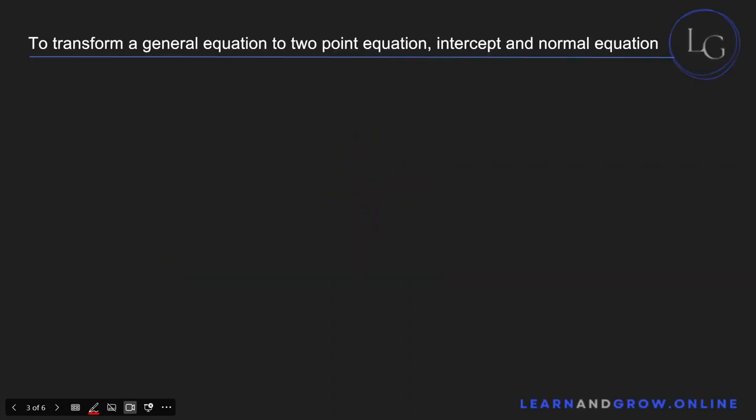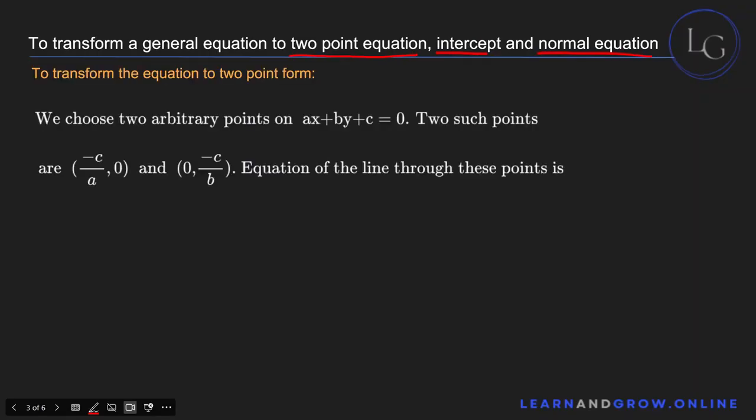Now let's transform a general equation to a two-point equation, an intercept equation, and a normal equation. This is the general equation of a line. Now let's convert it to its two-point form.